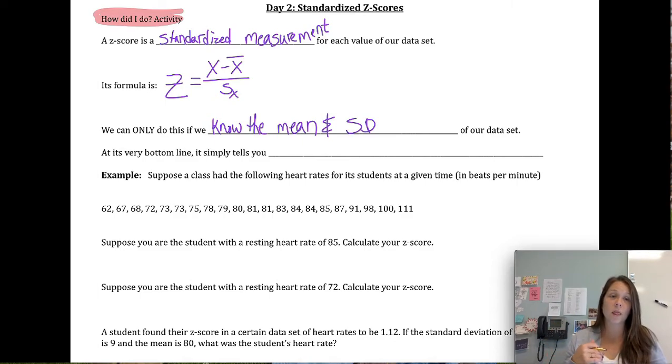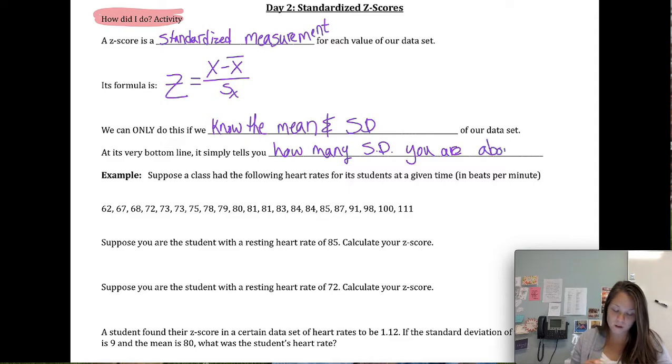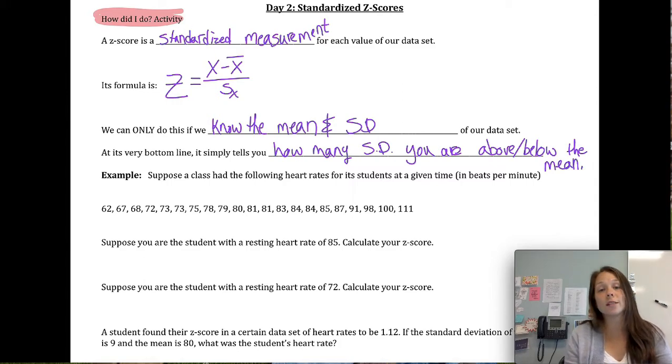At its very bottom line, what a z-score does is it simply tells you how many standard deviations you are above or below the mean. So if your z-score ends up being positive, then that means you're that many standard deviations above your mean. If your z-score is negative, then that means you're that many standard deviations below the mean.